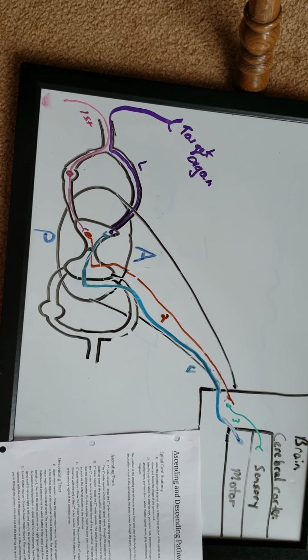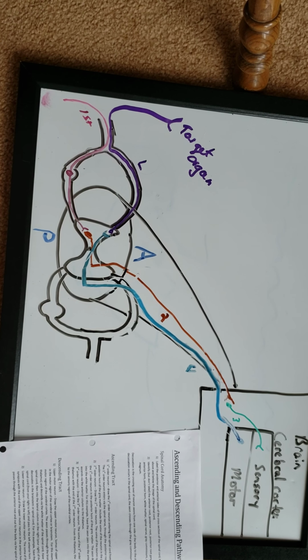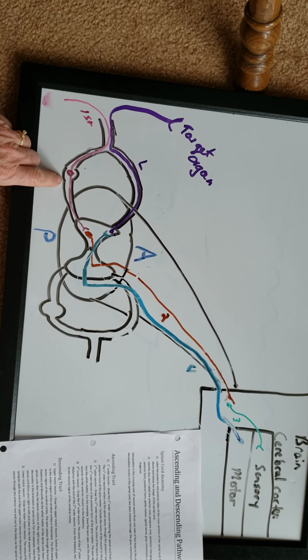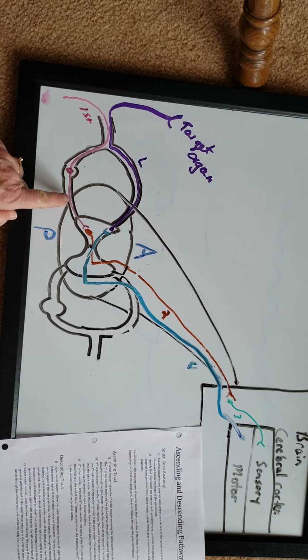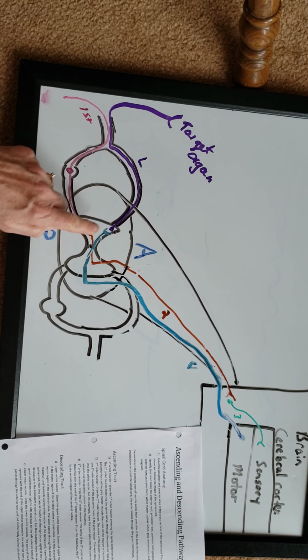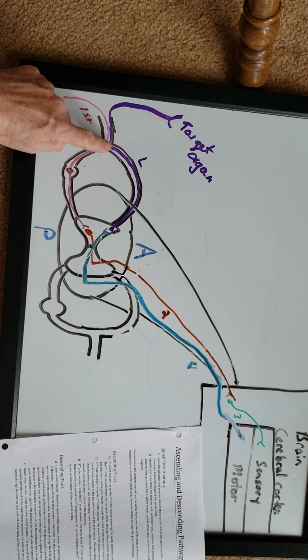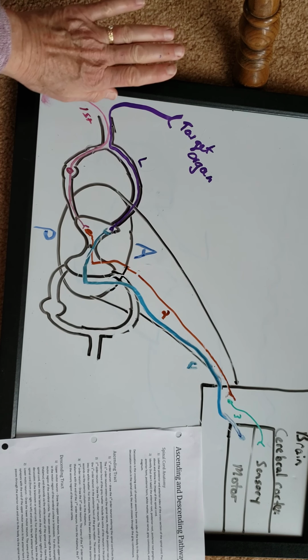So to review, 3 neurons in an ascending sensory tract, 2 neurons in a descending motor tract. And note that in the spinal cord, the posterior root carries sensory information into the spinal cord, and the anterior root carries motor information out from the spinal cord out to the body.